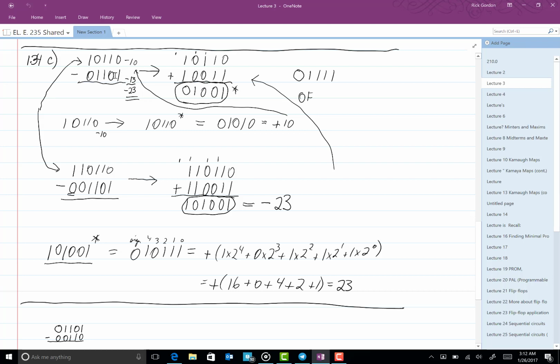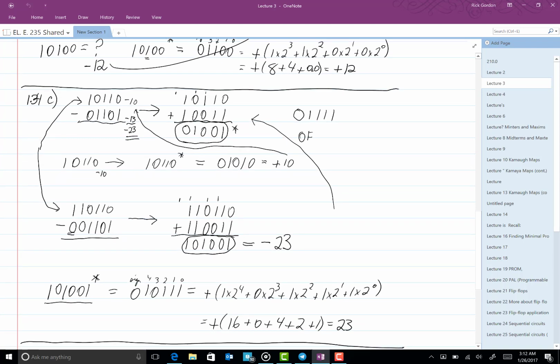Moving from right to left and inverting everything after we encounter the first one, this will be 10011. The first number we just bring over, it's 10110, so we just bring that over. And now we want to add these two numbers.